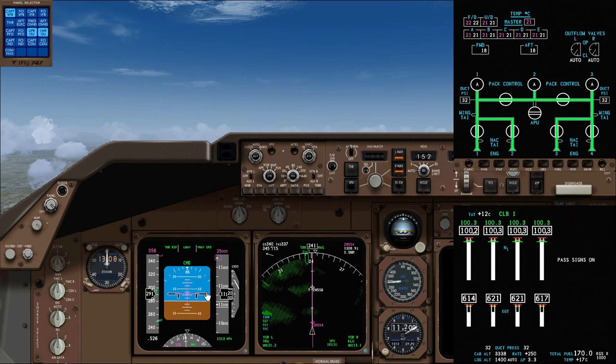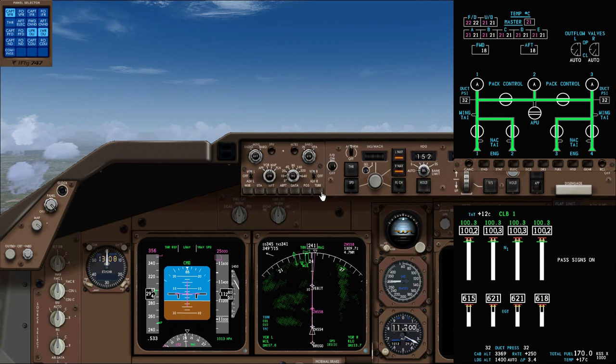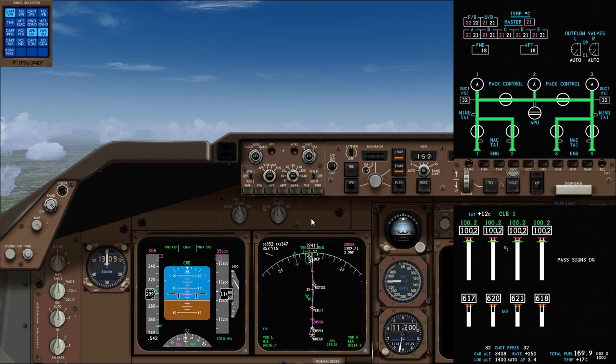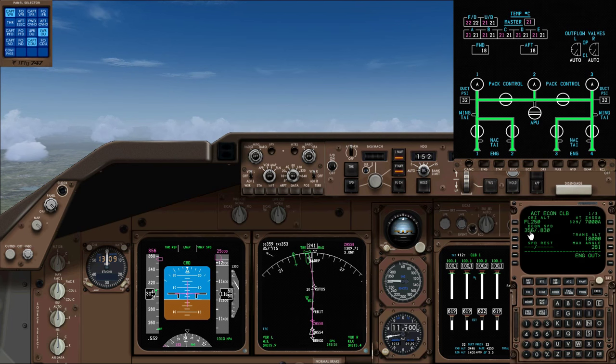As you can see, rate of climb of the aircraft is decreasing, 250 even lower, because of course we are accelerating. We can increase the range, close the terrain display, we don't need it anymore, and we can select weather radar. Everything going nicely. As you can see, climb one still on.